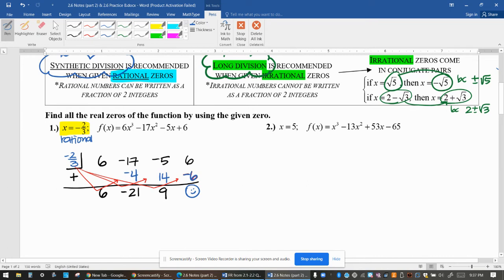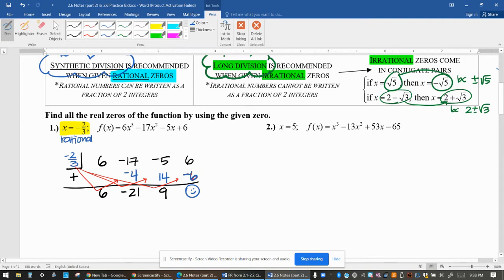Now think about what the question is asking you. It's asking you to find all the real zeros of the function by using the given zero. So the zero they gave you isn't the only zero. Remember, this is a cubic. f of x is a cubic. We can have up to 3 zeros. Remember, the max number of zeros matches the degree.